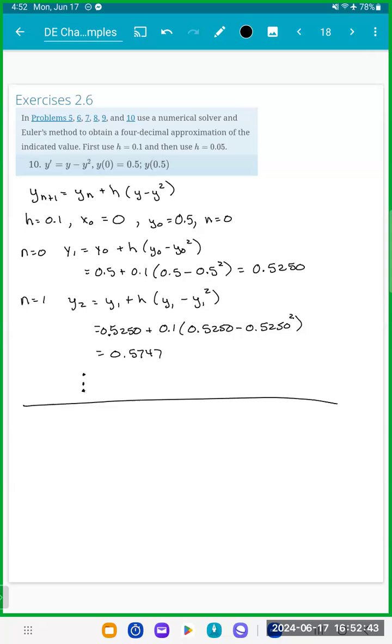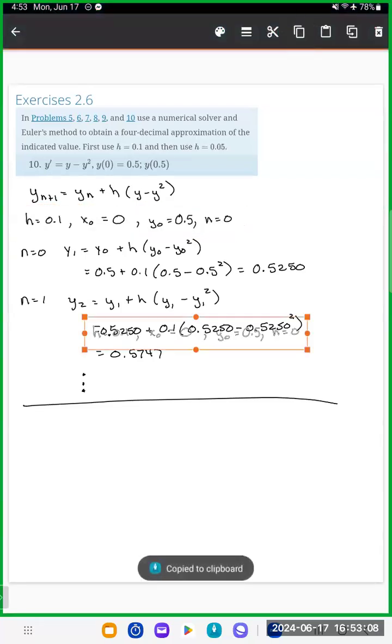Okay. So again, same idea. Instead of our h being 0.1, now we want it to be 0.05. Okay, so we're looking at the second one. So different color.